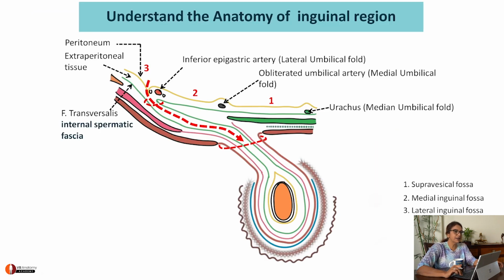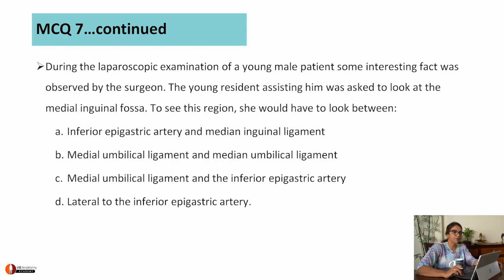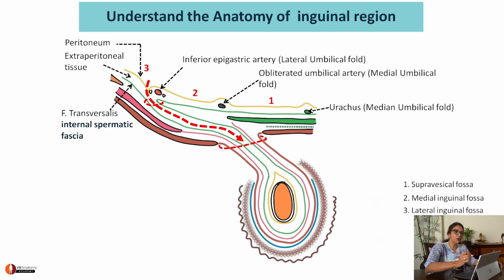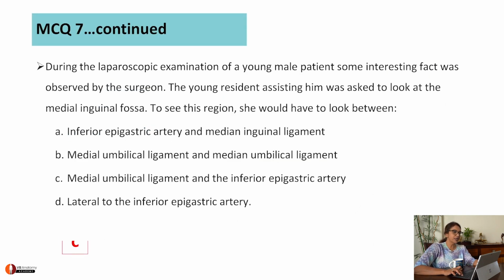Let's see if we can understand this in the image. So, one would be supravesical fossa. The place where the resident was asked to look was medial inguinal fossa, which was between the medial umbilical fold and the lateral umbilical fold, or between obliterated umbilical artery and inferior epigastric artery. Okay. So, our correct option is point number C.